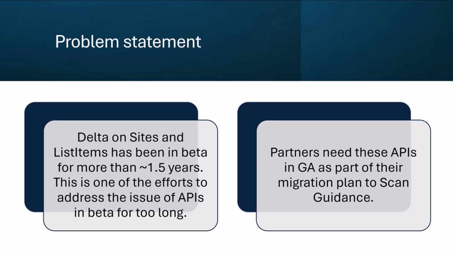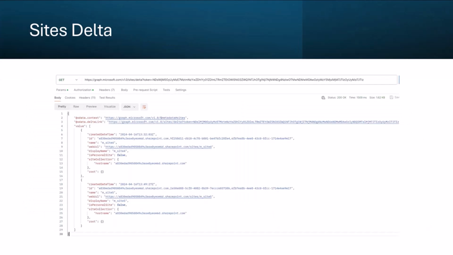Another thing was that partners need these APIs in GA so that they can use them in their migration plan to scan guidance. Generally, we don't recommend partners use beta APIs in their prod environments. So first is the sites Delta API. First, I want to talk about that.